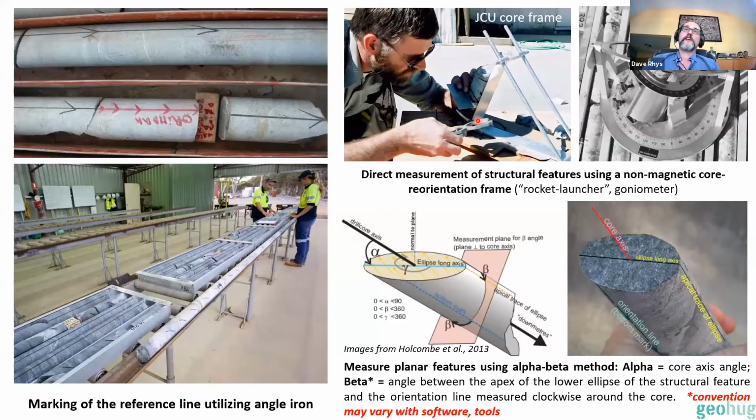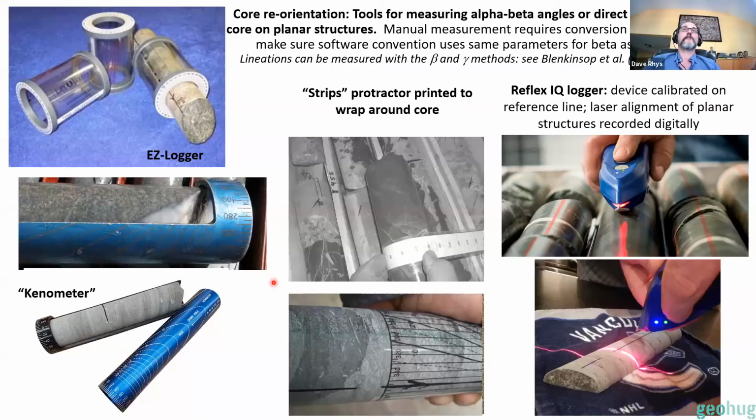Once you take your core for alpha-beta measurement, here are some of the tools that you can use to get those different measurements, where you're measuring the alpha angle being the core axis angle and the beta angle being the position around the drill core, around the circumference of the core, from where the ellipse on the bottom of the feature is, going clockwise around the core. So with those two measurements, we can use software to recalculate what the orientations of those features are.